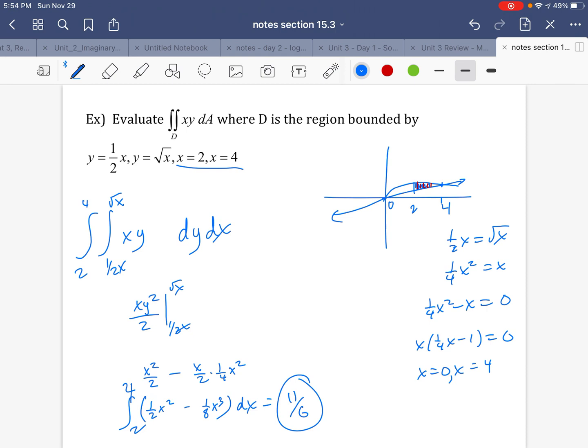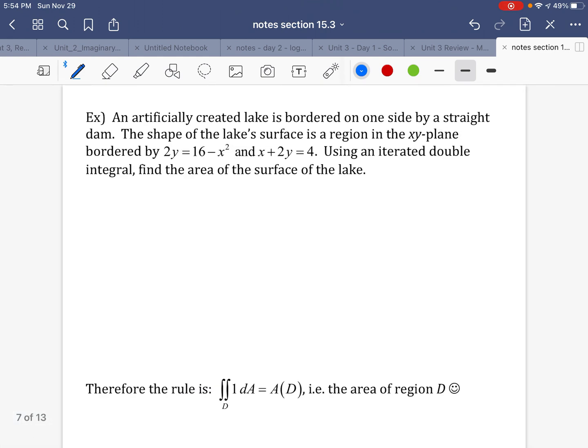Okay, so that is the volume of the region above this little shape right here, above that space, up to the place where this function, that surface, hangs right there.